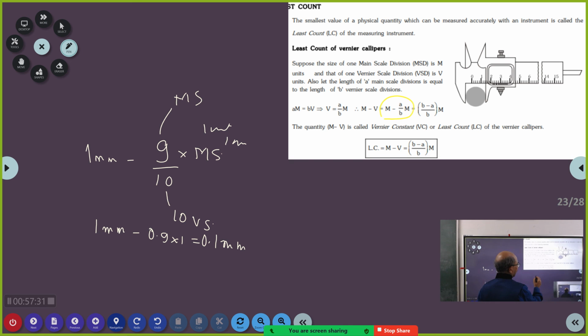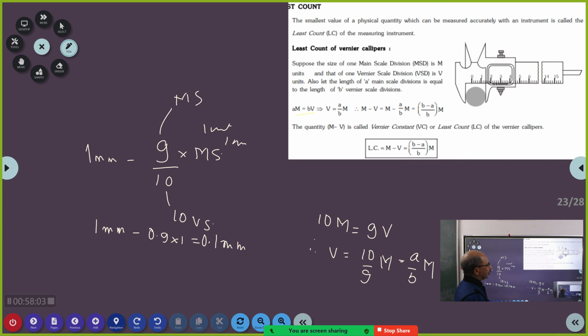You remember? Okay, the same. This is the final formula that I have written. I hope you can correlate and relate this. Here, A corresponds to 10 units on the main scale being equal to 9 units on the vernier. This is the first thing that they have written. And therefore, B is equal to 10 by 9 M. So this is what they are writing as A by B M. Okay, the rest of them are manipulations.